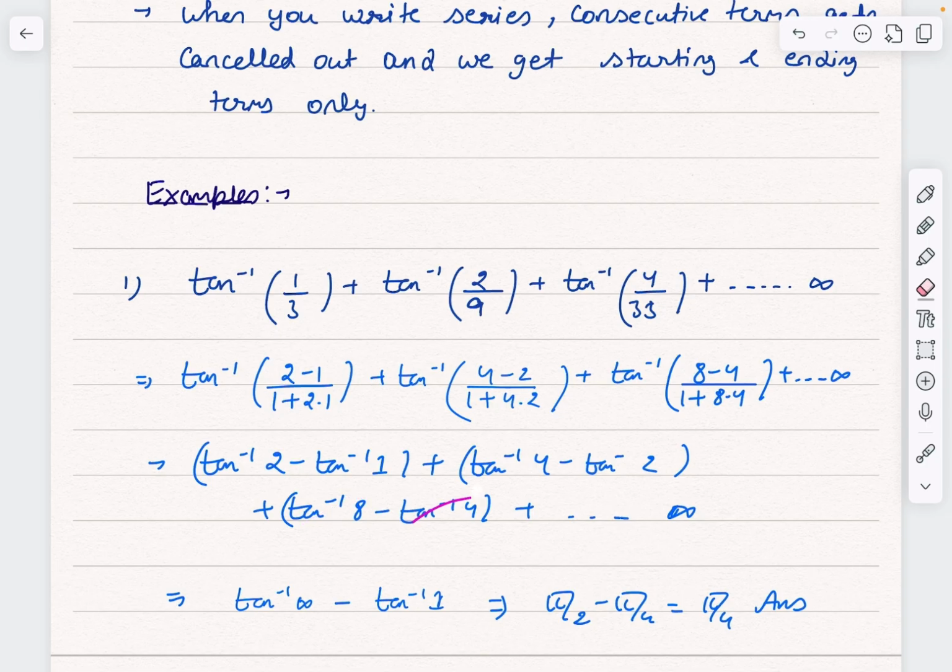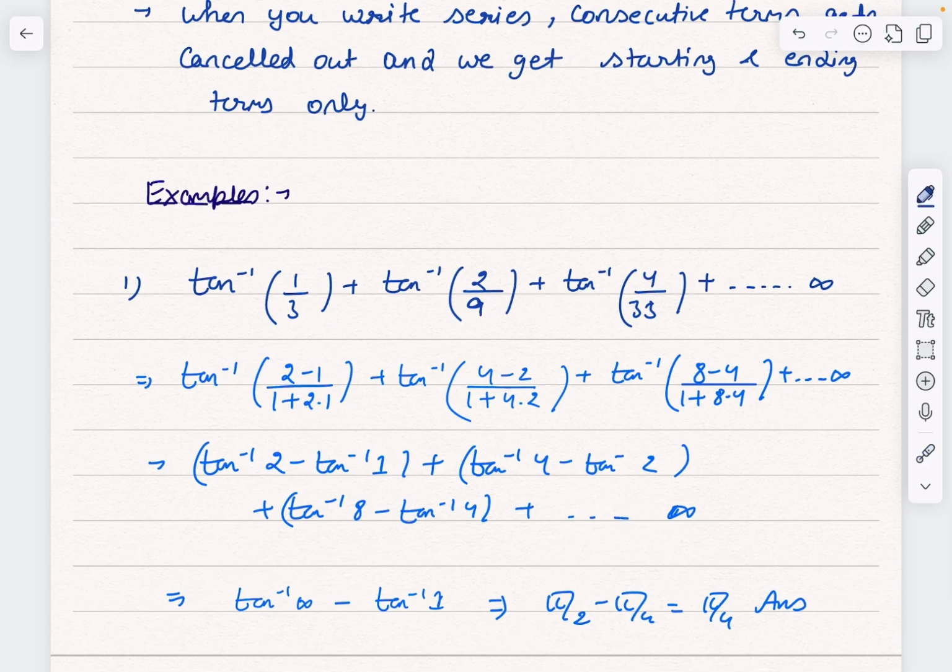One second, guys. So we can write this thing as tan inverse 2 minus tan inverse 1. This 2 by 9 will become, denominator will become 1 plus 4 into 2, numerator will be 4 minus 2. This will become tan inverse 4 minus tan inverse 2. 4 by 33 will become, denominator will be 1 plus 8 into 4, numerator will be 8 minus 4. We get tan inverse 8 minus tan inverse 4 up to infinity.